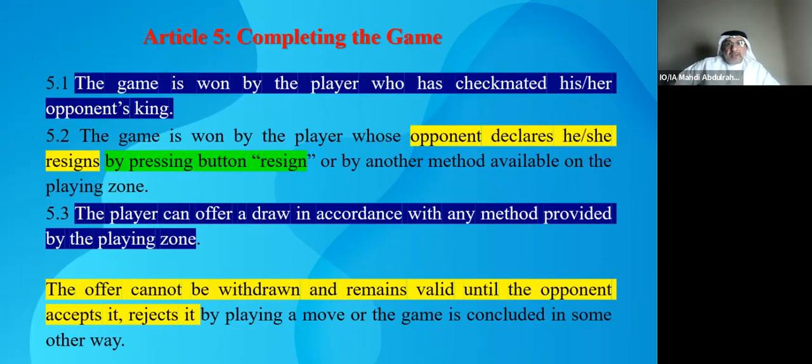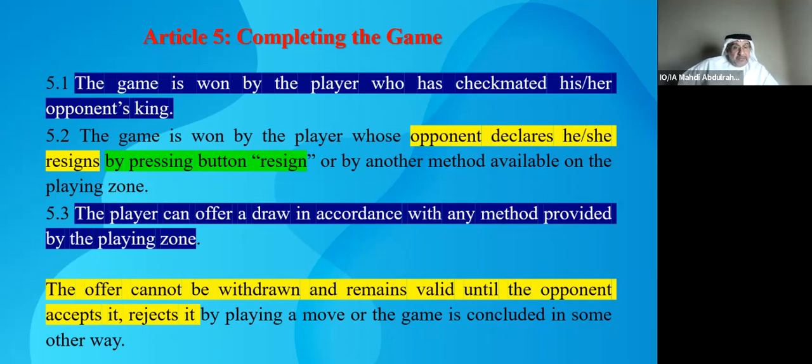And the game is won by the player who has checkmated his opponent's king, or if the opponent declares he has resigned by pressing the resign button, because on the platform we have a resign button, a draw offer, and a call arbiter button. In this case, we have three buttons to use. The players can offer a draw in accordance with any method provided by the playing zone. The offer cannot be withdrawn and remains valid until the opponent accepts or rejects.